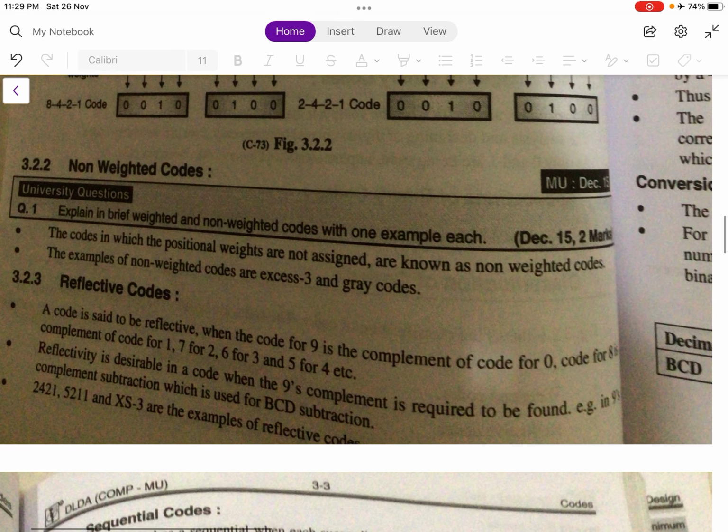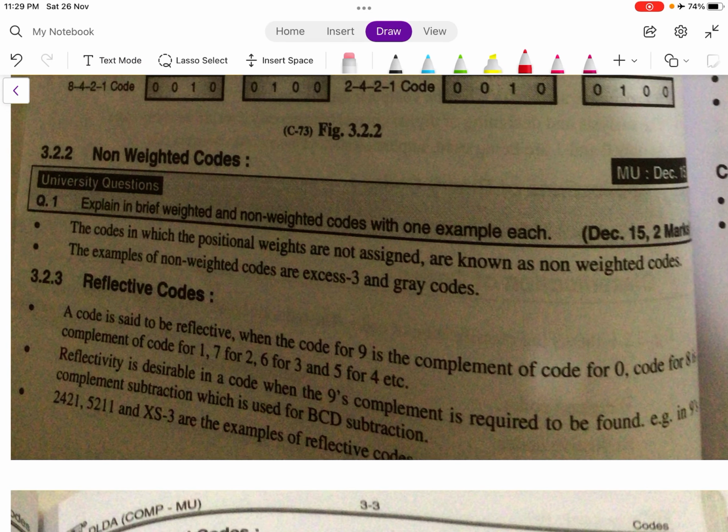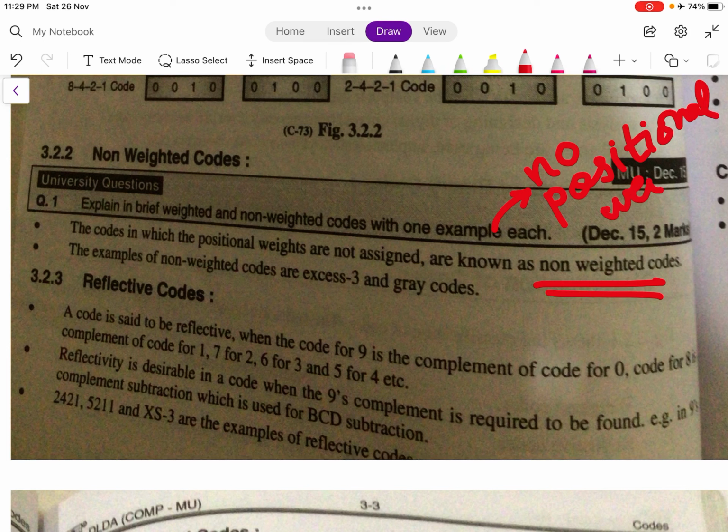Non-weighted codes. The codes in which weights are not assigned are called non-weighted codes. So the codes in which you do not have positional weight are called non-weighted codes. The examples are XS3 and Gray code. So Gray code and XS3 are examples of non-weighted codes.